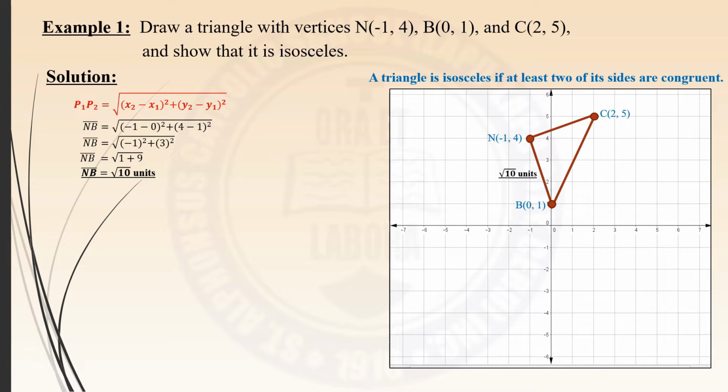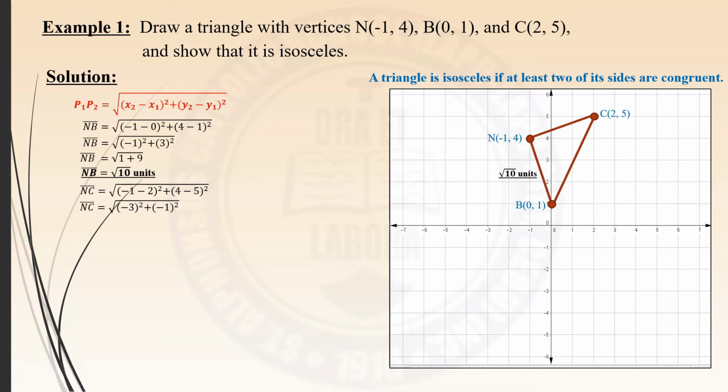To get the distance from point N to point C, or the length of line segment NC, we still use the distance formula. So our solution will become line segment NC is equal to the square root of -1 minus 2, because we substitute the values of our x coordinates of points N and C, then copy raised to 2 plus substitute the values of y coordinates of points N and C, which are 4 and 5. So we have 4 minus 5, then copy raised to 2 from the formula, and then simplify.